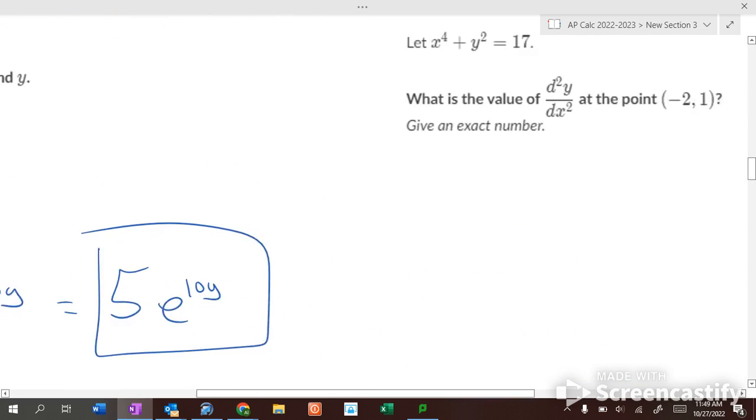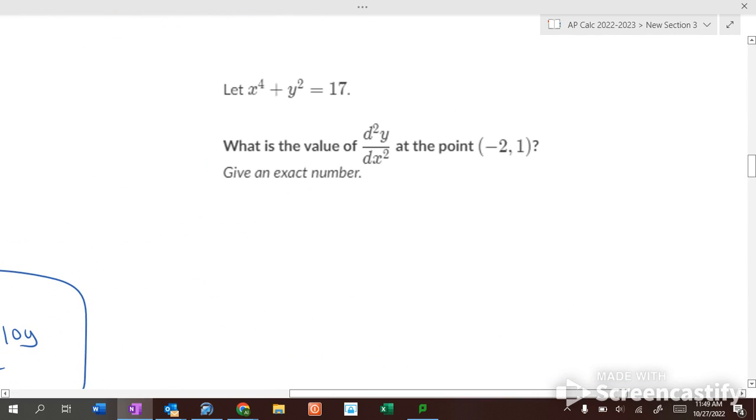All right. That's kind of cool. Let's look at this one. What's the exact value of the second derivative at that point for this function? Let's find out. How do you take the first derivative of that? First derivative. 4x cubed plus 2y dy dx equals 0. Okay, let's solve that for dy dx. Subtract 4x cubed and then divide by 2y.